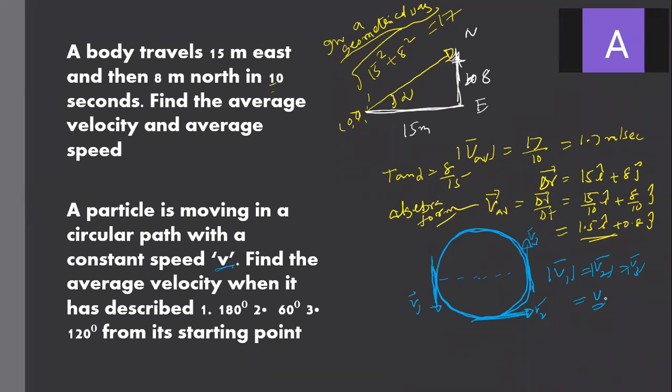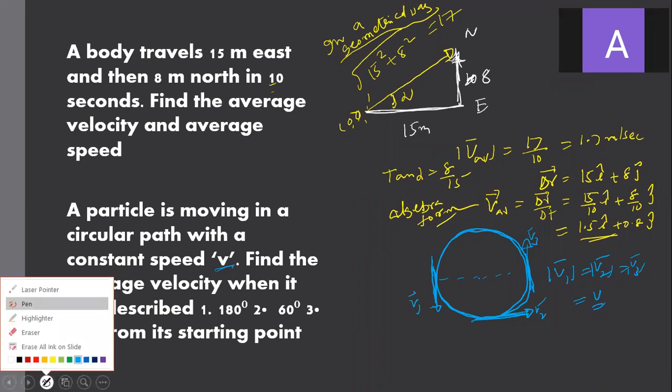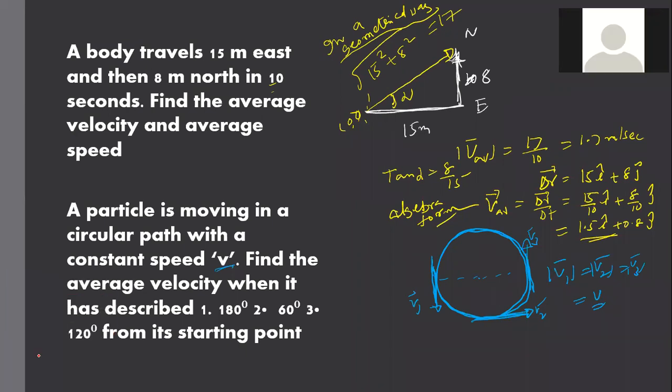Do you all really follow this? Yes, sir. These vector lengths must be equal in length, right? But the direction keeps changing. That's why these are called velocity vectors, but their magnitudes are v. Do you all follow this? Yes, sir. Okay, I'll add one more screen here.